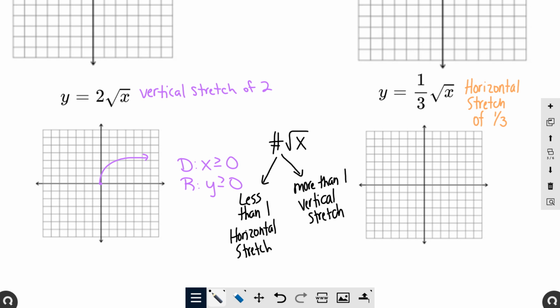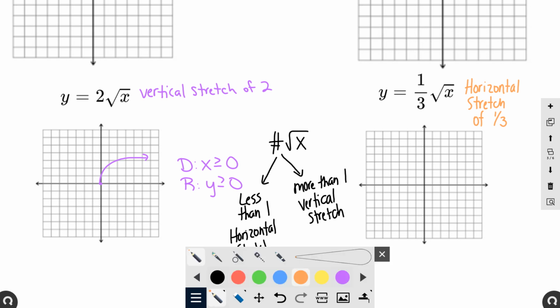But less than 1 is a horizontal stretch, more than 1 is a vertical stretch. Now if it just equals 1, it's just like your parent function that you had at the beginning. And I guess we could add on here, if it's negative, you have that reflection.